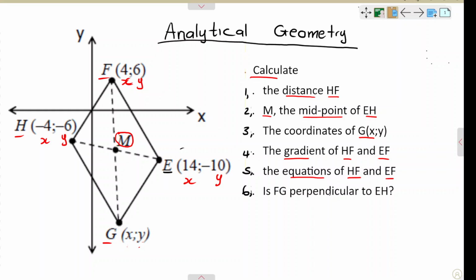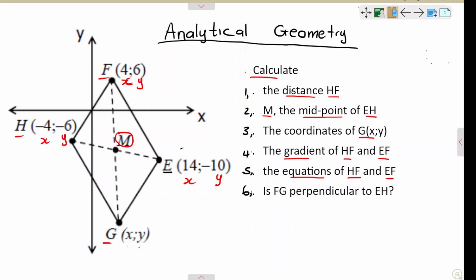All these questions are based on these 3 concepts of analytical geometry for grade 10s: the midpoint, the distance, and the gradient. Remember, for grade 10, when you are doing analytical geometry, there are only 3 things that you must be able to do: to find the distance, to find the midpoint, and to find the gradient. Also the equations. So this topic is going to prepare you for the next topic, which is the functions.